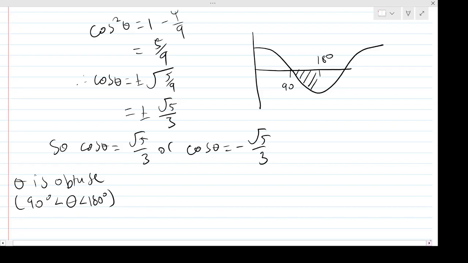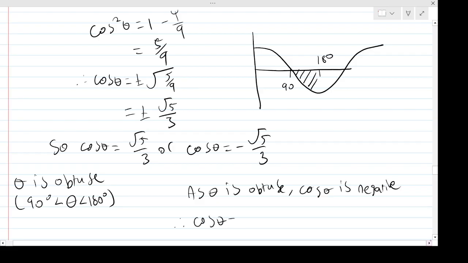well, that part of the graph then is again below the y-axis. It's below the axis, right? It's underneath, right? The graph is underneath. So it's in the negative part of the graph, right? So it has to be negative then, right? So I'm going to say, as theta is obtuse, cos theta must be negative. Therefore, then we take the negative solution. So then cos theta, the value of that is minus root 5 over 3. And there we are. Okay, cool.